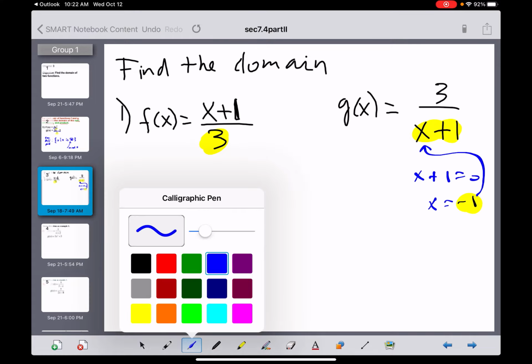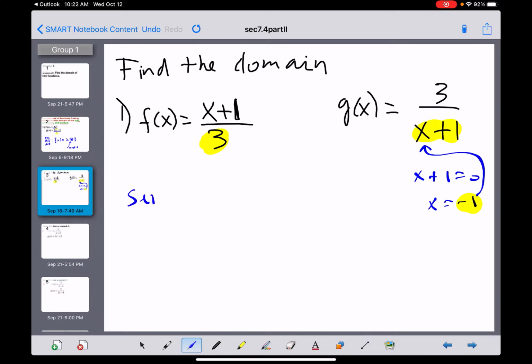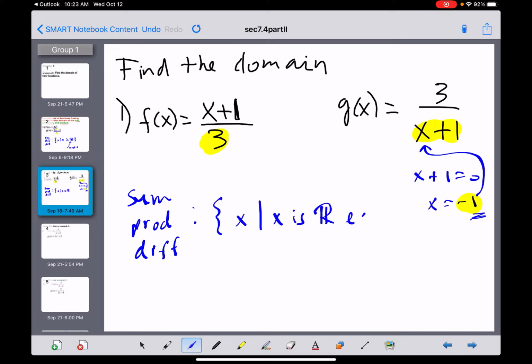So if we combine these two functions, like sum, product, and difference, it will always cover everywhere left and right except at negative 1. So this is how you would write the answer for the domain: x such that x is all real numbers except at negative 1. Because at negative 1, it makes the function undefined. Okay, let's move on to the next one.